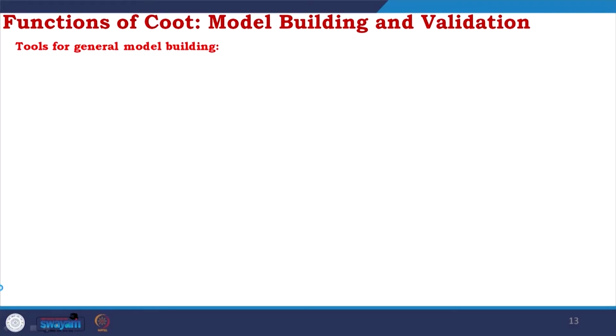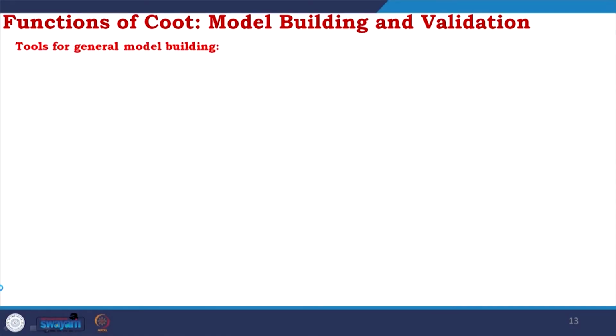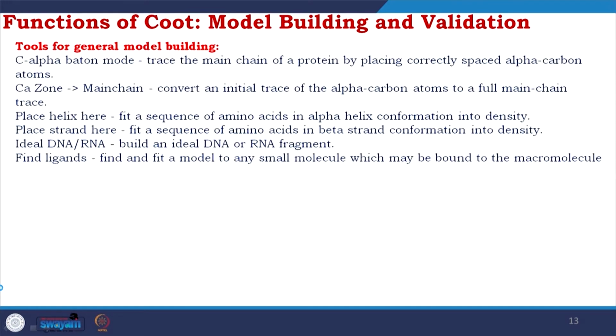The functions of COOT are majorly distributed into model building and model validation. So, this is also what you could understand that though it is a visualization software, visualization interface is definitely there, but visualization is the least important thing. The model building part is majorly divided into three parts: tools for general model building, where C alpha baton mode, C alpha zone, and all these, how the helix are fit, how the strand are fit, ideal DNA, RNA, finding ligands, all those generalized programs are there.